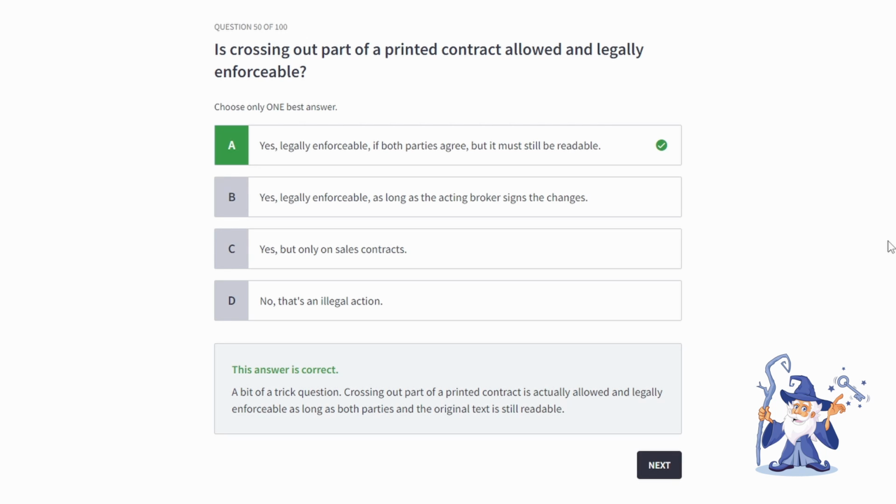So again, tricky question. Crossing out part of a printed contract is actually allowed and legally enforceable as long as both parties agree and the original text is still readable. It's one of those things that, if you didn't know about this specific example, you're probably thinking, no, that's illegal. Like, you can't just cross out things on a contract. But believe it or not, this is one of those circumstances that the law allows if both parties agree. And I think that's a fair way of looking at it. I mean, it makes sense, right?